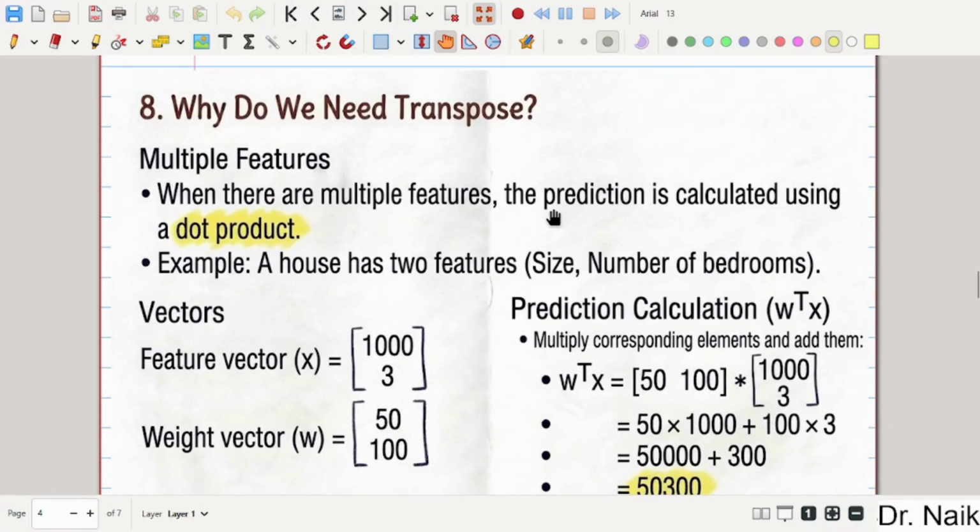Why do we need a transpose? If we have multiple features, then the prediction is calculated using a dot product. For example, a house has two features, size and number of bedrooms. Then we can write the feature vector x as a column vector with entries 1000, that is size, and number of bedrooms as 3. Suppose our weight vector w is a column vector with entries 50 and 100.